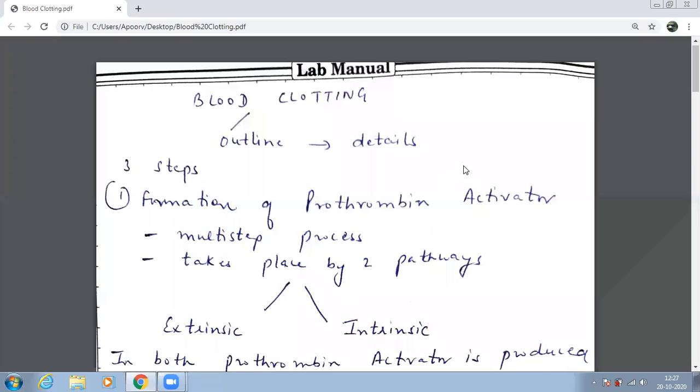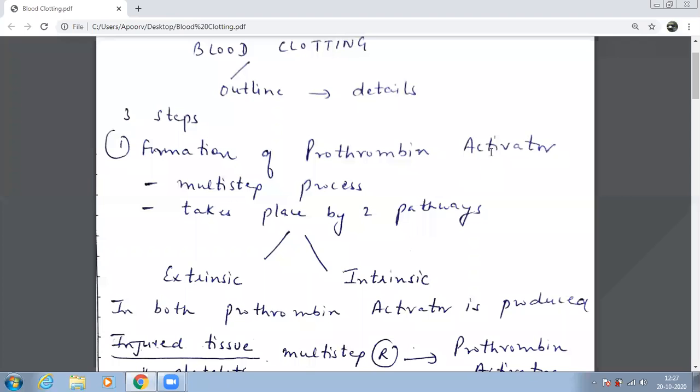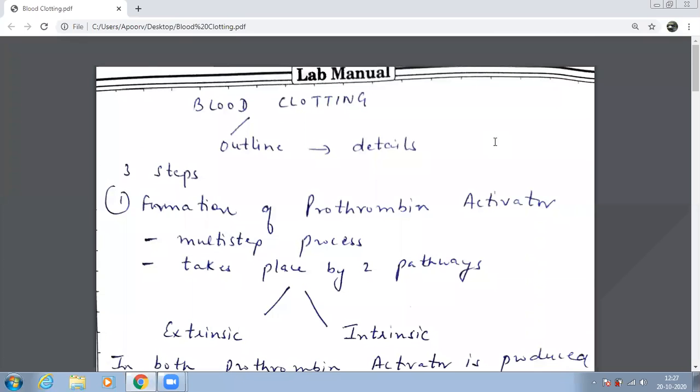It's a very, very complicating process. It's not an easy process. There are a lot of factors involved in this. So we'll be trying to go up to a certain level where we can understand these things. But first, just read there are three steps. First, beta, I'll give you the outline of the steps and then I'll go to the details. So first I'm taking up the outline.